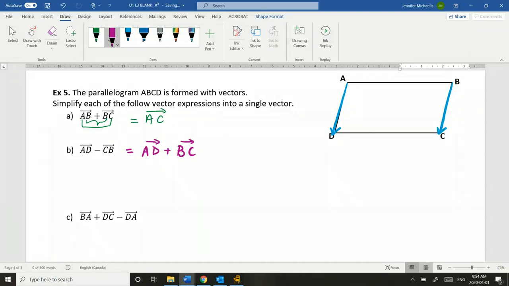So what we could write this as is either 2BC, I have 2 of the same vector, or I could write it as 2AD. In other words, I can say this is AD plus AD, or BC plus BC, and then I have 2 lengths of those vectors. So either 2AD or 2BC, because I have 2 of the equivalent vector.